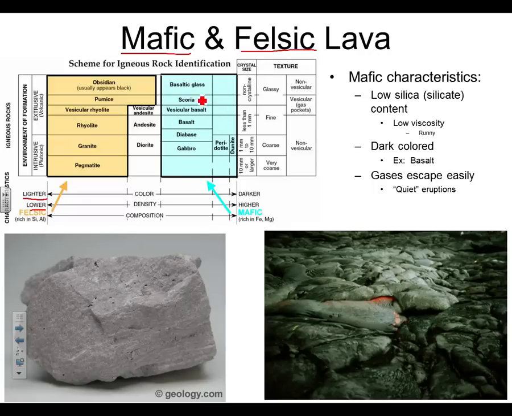The mafic ones are over here. They're darker in color, they're higher density, and they are not rich in silicates. They're going to be rich in iron and magnesium. And when we're talking about lava, we're of course talking about the extrusive ones.